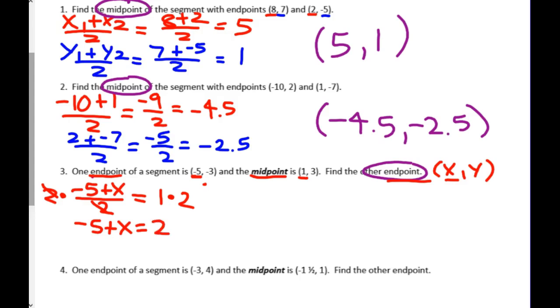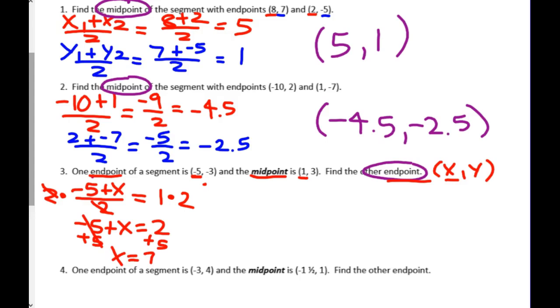2. So again, when you're doing these type of problems, not writing on the desk, do this. Or number 3. Okay, you set it up, endpoint plus endpoint over 2 equals midpoint, times 2, and then get rid of this loner. What's the opposite of minus 5? And 2 plus 5 is 7.